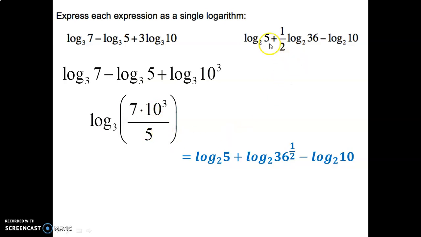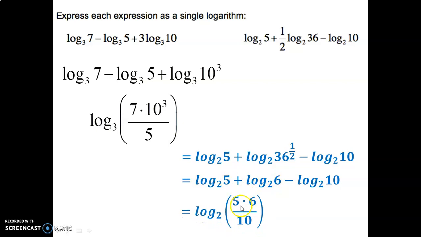Next one, we see I took that half and put that to the exponent here. And then I combined some things. Oh no, I guess I did this first. The half power of that means the square root of 36, which is 6. And now again, I see addition here, subtraction here. So these end up being the products on top here, and this ends up being the quotient in a single log. 5 times 6 divided by 10, that's 30 divided by 10 is 3.